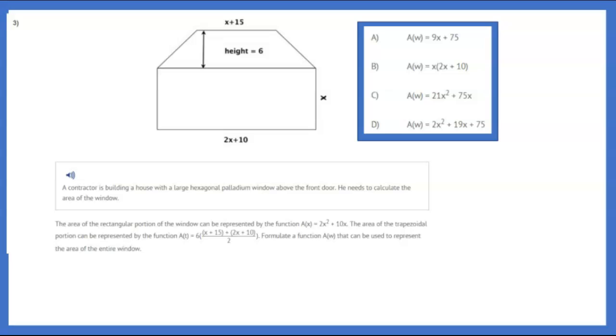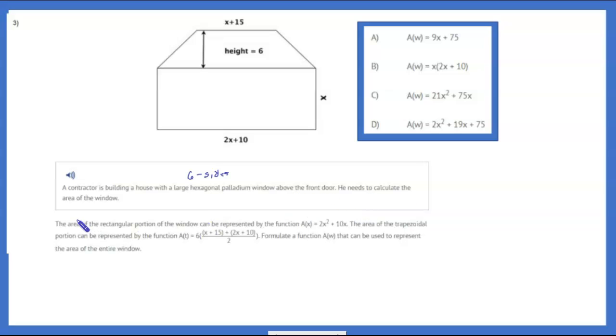Okay, so we've got a diagram, we've got a bunch of words, it looks like we have some variables going on. Let's take a look at this. A contractor is building a house with a large hexagonal palladium. Wow, that's some $5 words right there. Hexagonal? Okay, hexagonal we know is 6-sided. Palladium, that must just mean some material they're using for the window. And the contractor is building a large hexagonal palladium window above the front door.